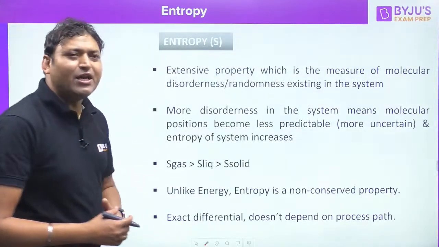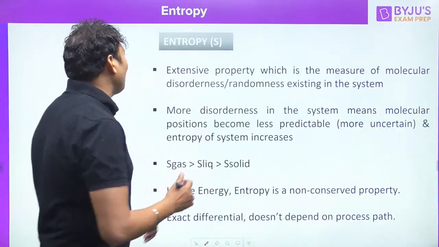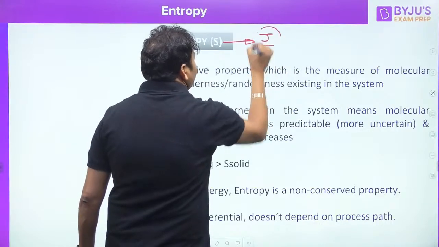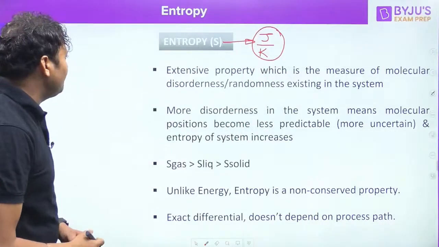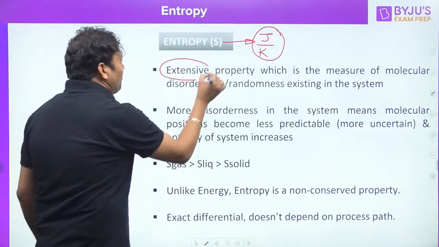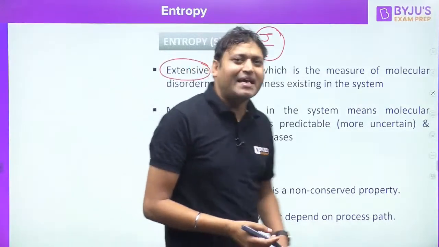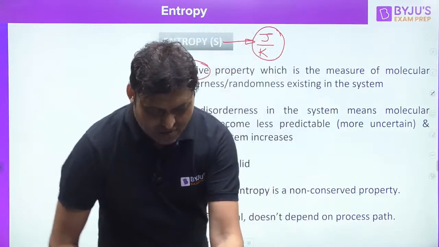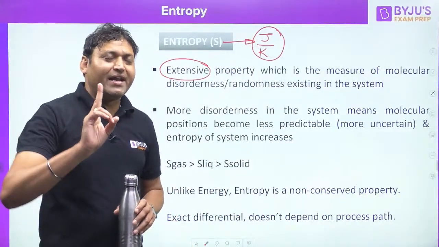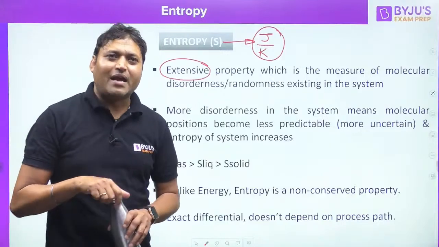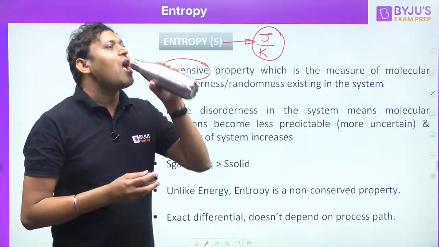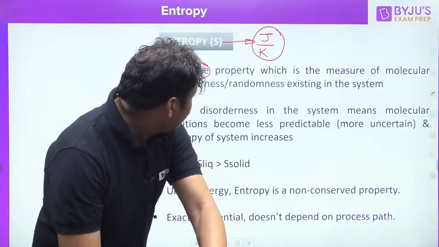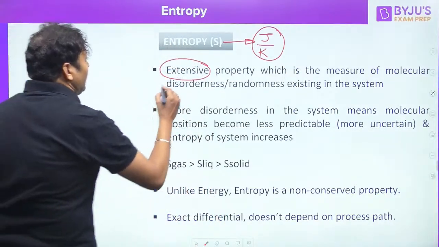Now let us talk about the entropy. What exactly is the entropy? The unit of entropy is joule per Kelvin. It is an extensive property. What is an extensive property? When do we say a property can be divided into 2 parts, one intensive and another extensive? Extensive property means it depends on mass.